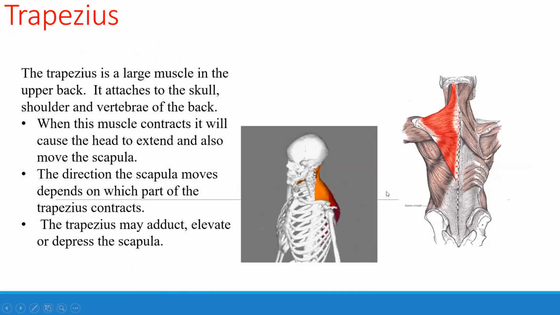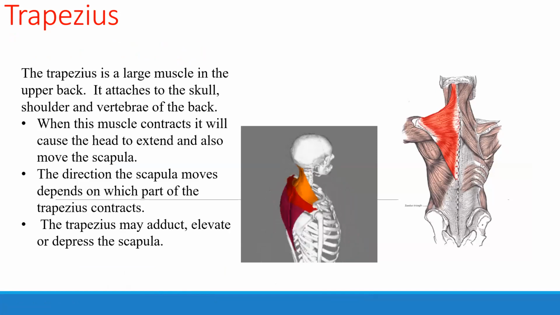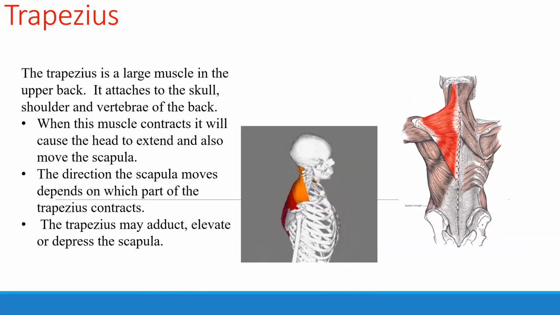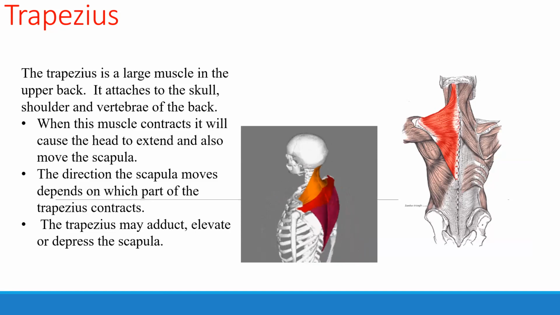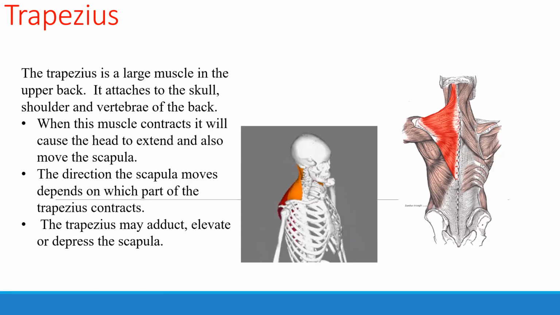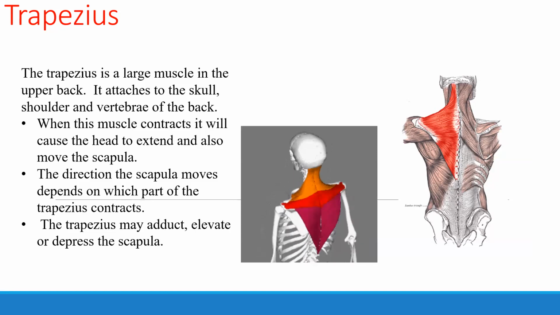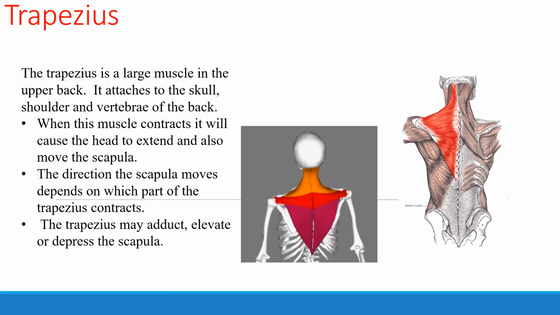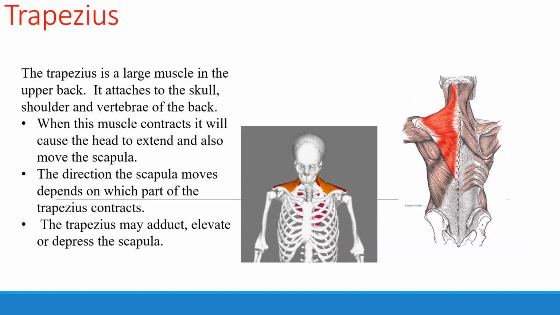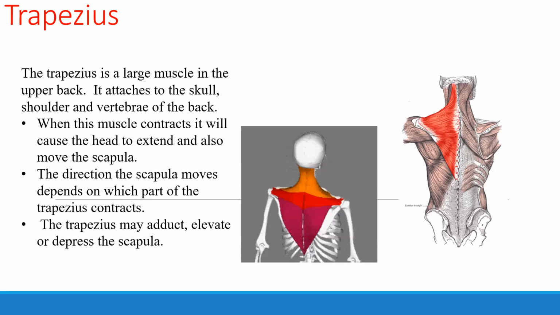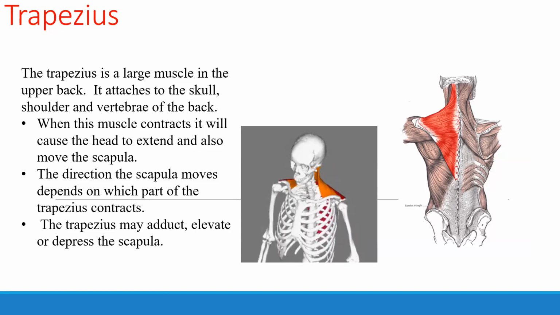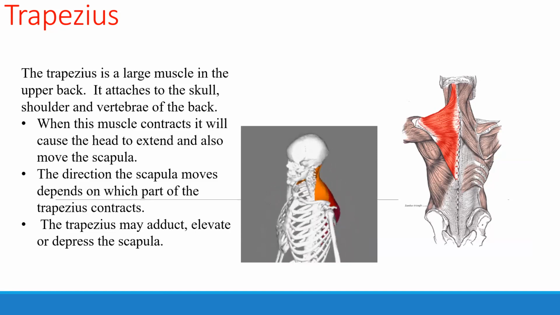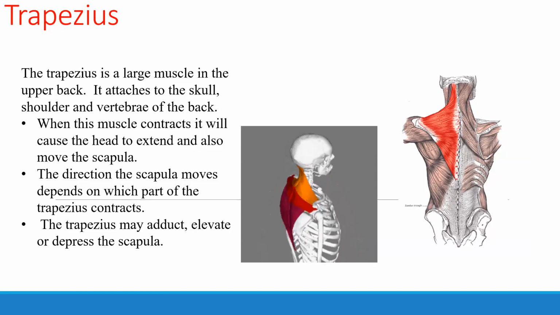Now, trapezius, a triangular-shaped muscle on the upper back. It attaches to the skull and to the scapula and to the vertebrae. When it contracts, we raise our head up or we move our scapula up, like we're shrugging our shoulders or we're raising our head. It will also allow us to tilt our head down to either side, not nodding our head, not turning our head like the sternocleidomastoid does, but to tilt our head over.